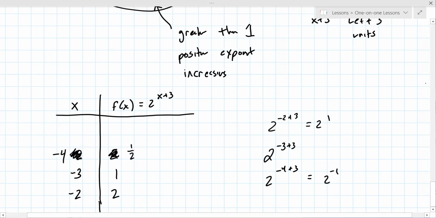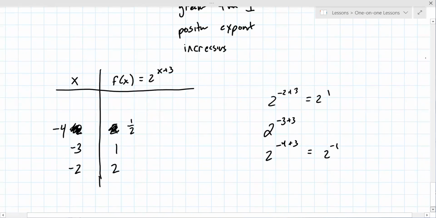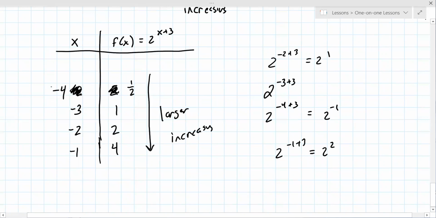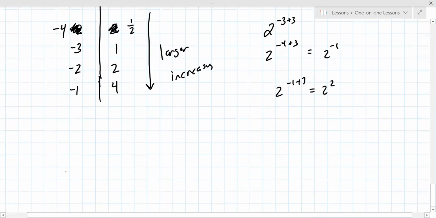And then we get in that scenario again where it's like, which way do we go? We haven't done anything nice. So let's do -1 here. 2 to the -1 plus 3 is 2 squared, which is 4. Do you see how if you go down this way, the numbers are getting larger? That means it's increasing. You have to make sure the numbers on the left here are also getting larger. So the graph of this is going to look something like this.